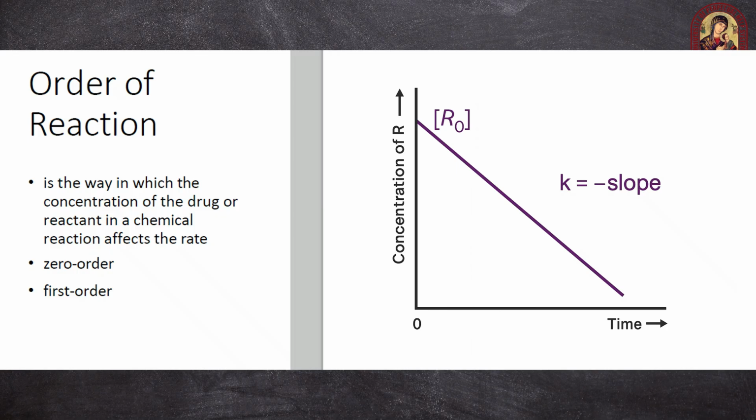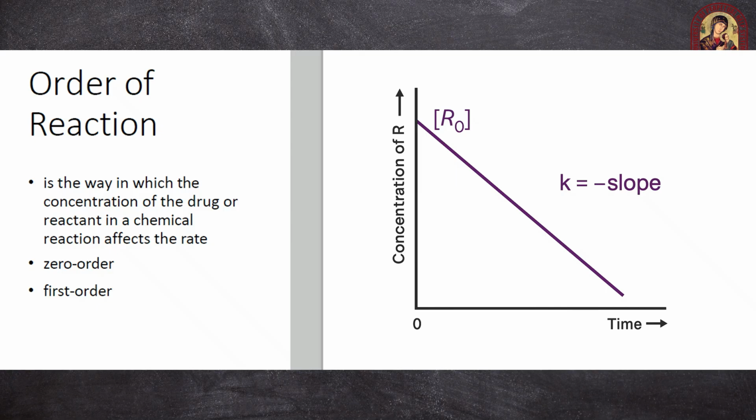Now let's talk about the order of reaction. When we say order, we're simply describing how the concentration of a reactant affects the rate of a chemical reaction. In other words, how sensitive the reaction rate is to changes in the amount of reactant or drug present. For example, in a zero-order reaction, the rate is constant. It does not depend on how much reactant you have.